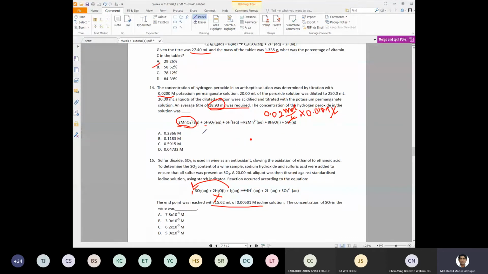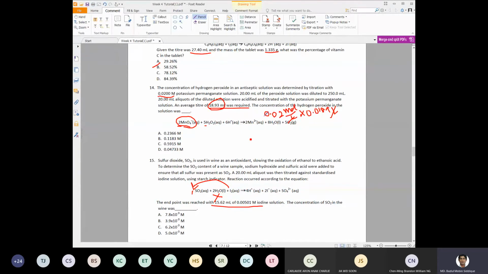And now we can find how many moles of hydrogen peroxide there are. The only thing we need to consider is that 5 moles of hydrogen peroxide react with 2 moles of potassium permanganate, right? So the ratio is 5:2. If 2 moles, then I know that there will be 5 moles of hydrogen peroxide.